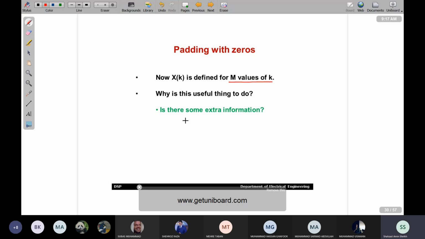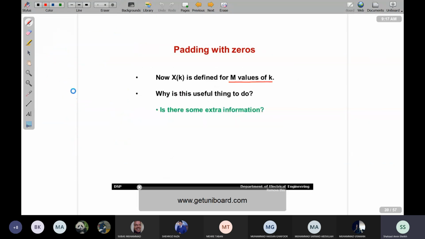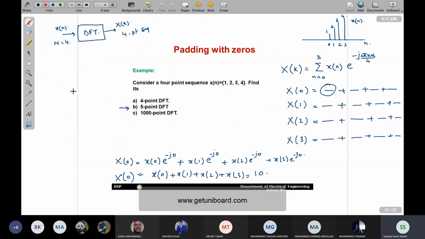Why is this useful to do? In fact, we will be seeing it here. Suppose x of, but I think before coming here, I will be using this example to answer that. Okay, so consider a 4-point sequence x of n: 1, 2, 3, 4.